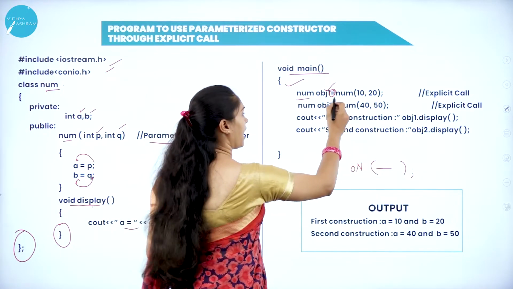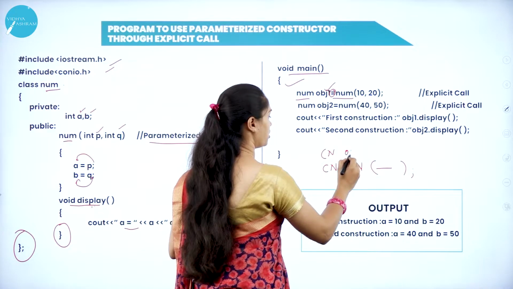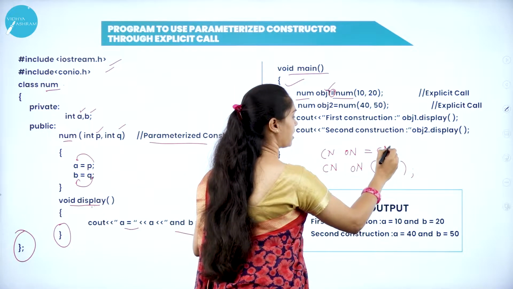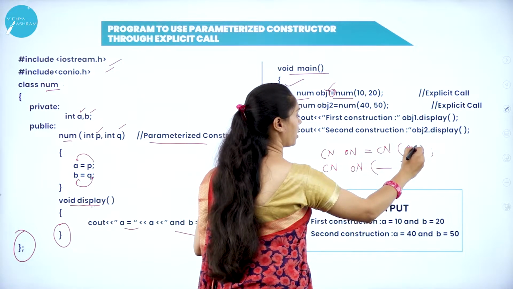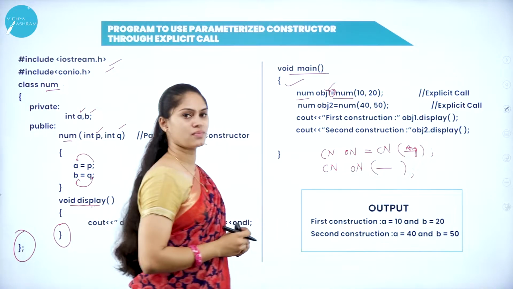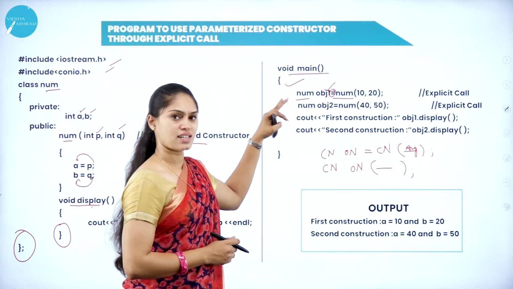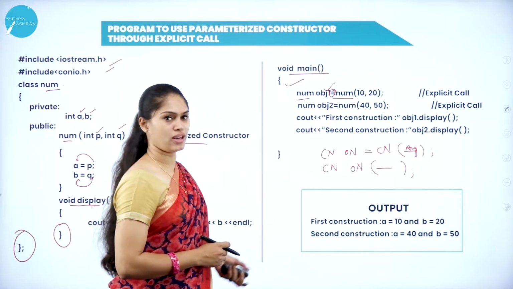So I have a class name, and I am going to specify the object name, then the equal to operator, then the class name. Along with that, I am going to send some arguments or parameters. Getting? So this is the syntax to invoke the constructor explicitly, by making use of an explicit call.